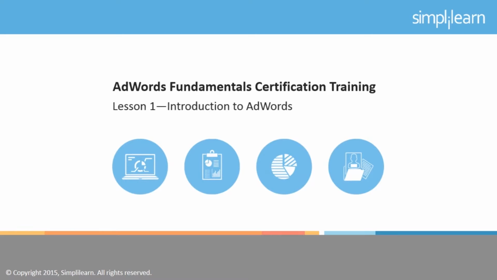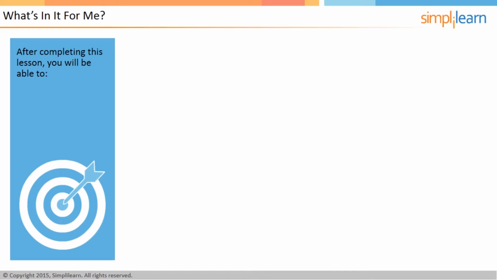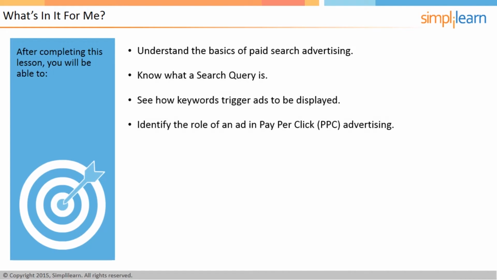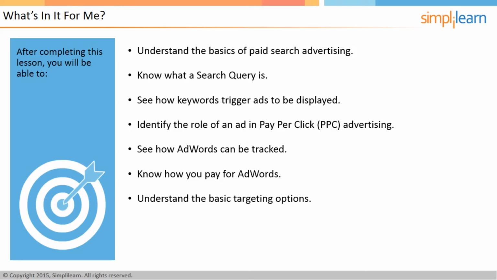In this first lesson, we will introduce you to Google AdWords and get you started down the path of learning how to use this advertising system. Now, in every lesson, we have certain objectives or things we want you to take away from watching the video. In this first one, we want you to understand the basics of paid search advertising. Know what a search query is. See how keywords trigger ads to be displayed. Identify the role of an ad in paid search. See how AdWords can be tracked. Know how you pay for AdWords. And understand the basic targeting options.